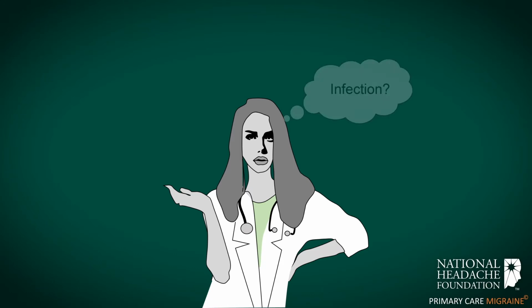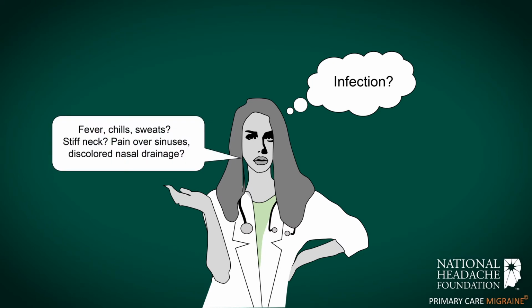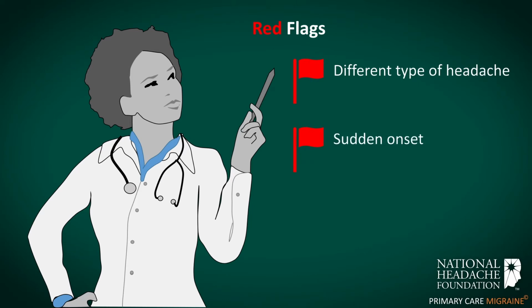You might also think about infectious causes such as meningitis or sinusitis. You might ask, do you have any fever, chills, sweats, pain over your sinuses, or discolored nasal drainage? The patient does not have any of these symptoms. In this case, the patient had 2 red flags. First, they have a different headache type than their typical migraines, and second, the headache is sudden onset.